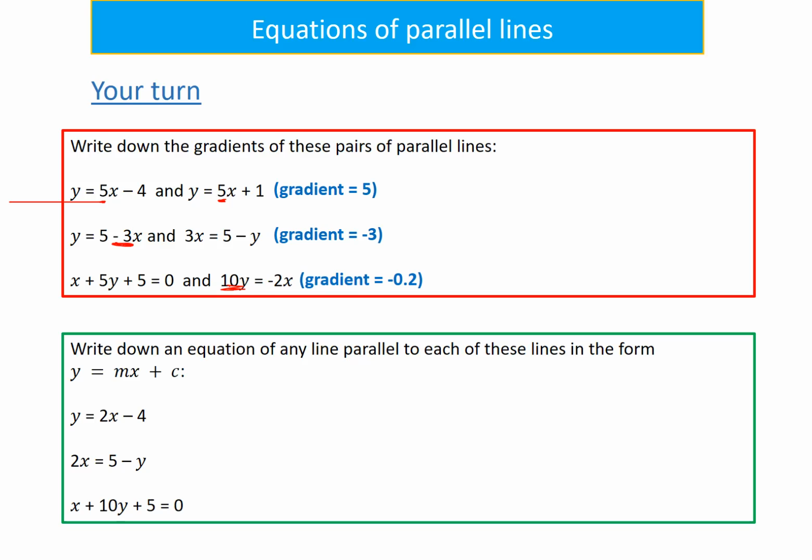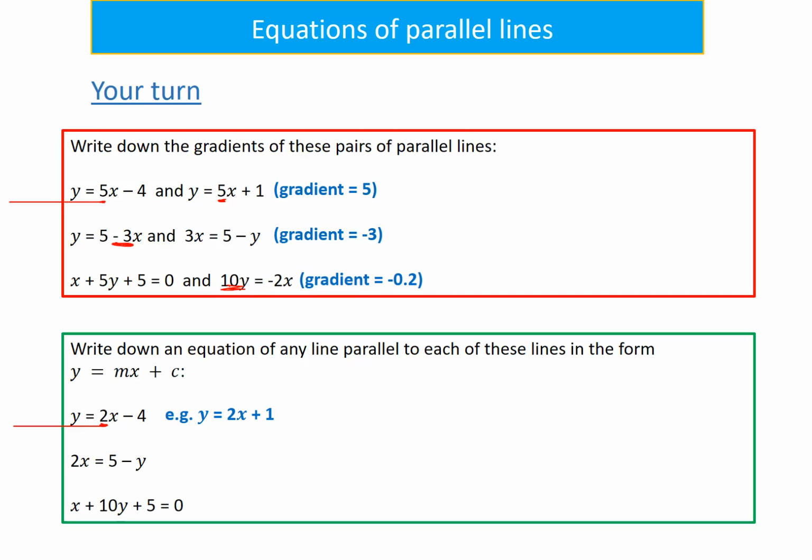Now for the second part of the questions. For the first one, quite straightforward. We know that the gradient here is 2, so I could write down an equation of a line where the gradient is 2. So it could be y equals 2x plus 1, it could be y equals 2x plus 3, it could be y equals 2x minus 10, as long as the gradient is 2.